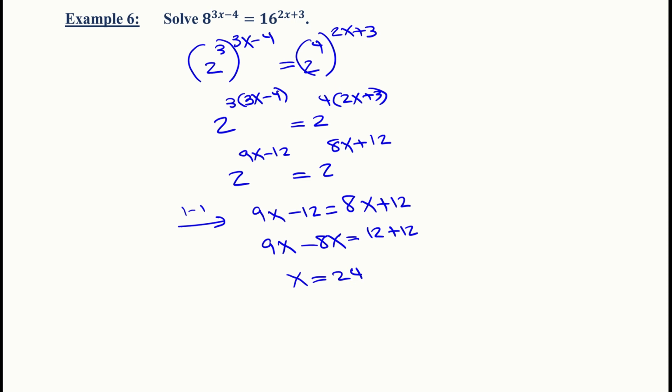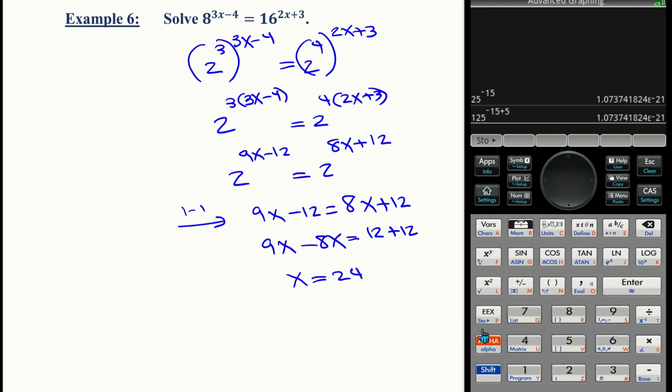All right. So let's go ahead and run a quick check on it, to make sure that we didn't make any quick errors. Remember, you always want to check in the original equation. So we're going to type 8 to the power of 3 times 24. We're replacing x in the original equation with 24. And we subtract 4. So that's 3 times x minus 4. And we get this value. This time that's a huge number.